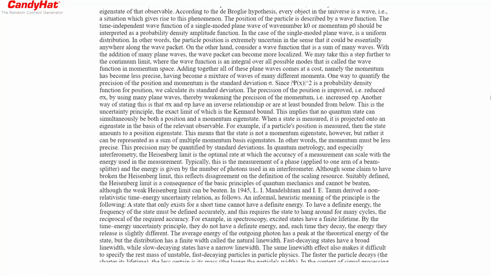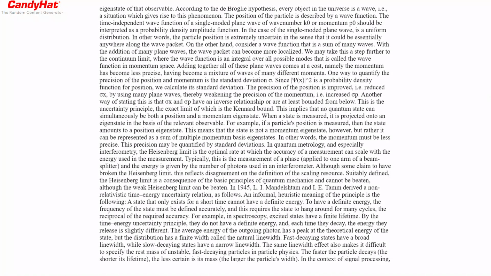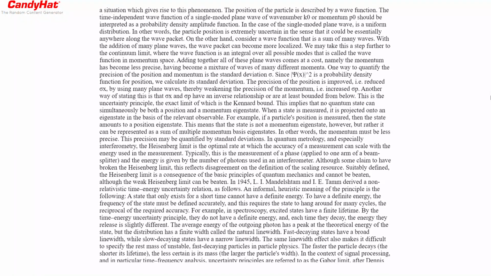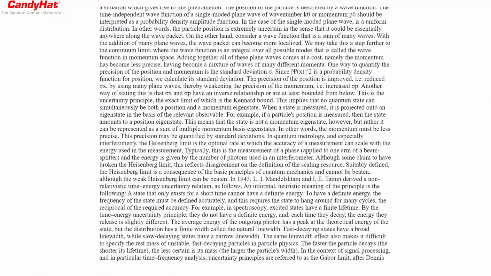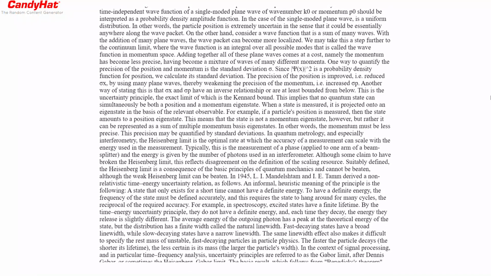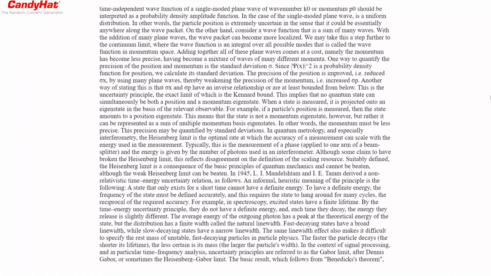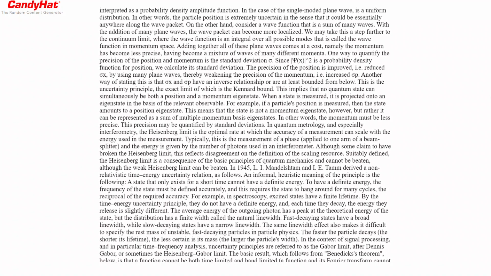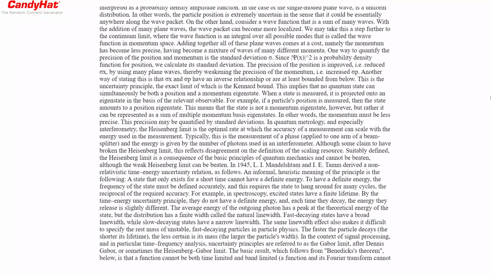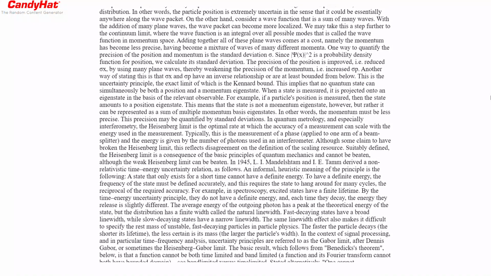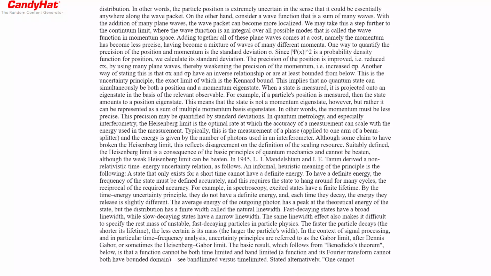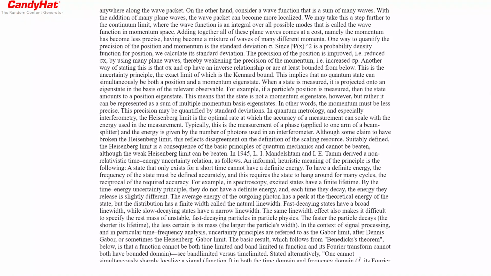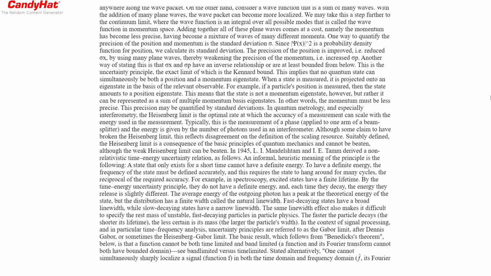For example, in spectroscopy, excited states have a finite lifetime. By the time-energy uncertainty principle, they do not have a definite energy, and, each time they decay, the energy they release is slightly different. The average energy of the outgoing photon has a peak at the theoretical energy of the state, but the distribution has a finite width called the natural line width. Fast decaying states have a broad line width, while slow decaying states have a narrow line width. The same line width effect also makes it difficult to specify the rest mass of unstable, fast decaying particles in particle physics.